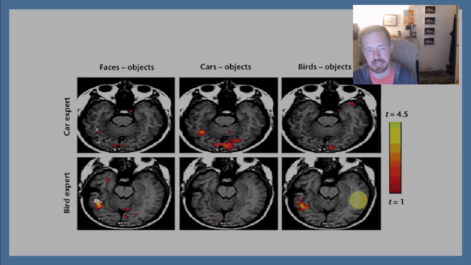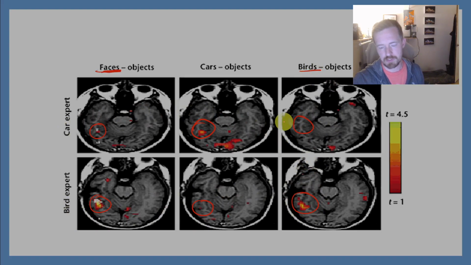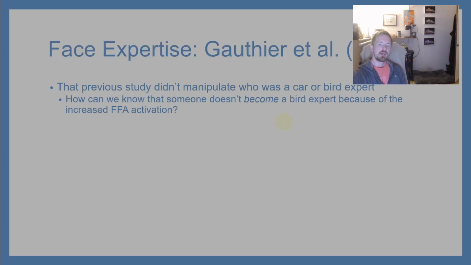I'm not going to go into the data too much here, but you can see that for bird experts, they have a little bit of activation when they're looking at faces. So we've got the fusiform face area active in both of these. Now when the car experts are looking at cars, we see that same area is active, but not for the bird experts. But for the bird experts, when they're looking at birds, we get that area active, but not for the car experts. All right.